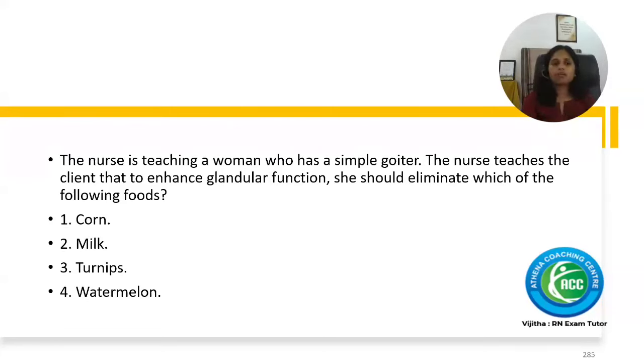So basically, okay, turnips usually alter the function of the thyroid gland.